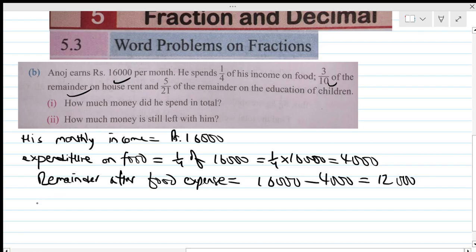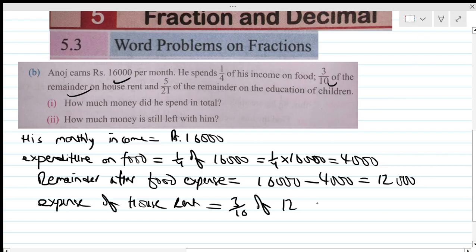So expense on house rent is given as 3 by 10 of the first remainder, 12,000. So 3 by 10 into 12,000 you have to do, and the 10 cancels, so 1200 into 3, that is 3600. So he spent 3600 rupees for house rent, and now we find the remainder after house rent.